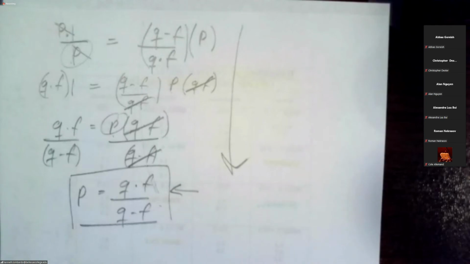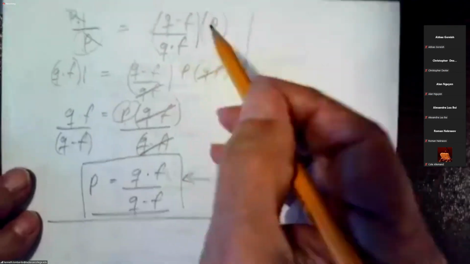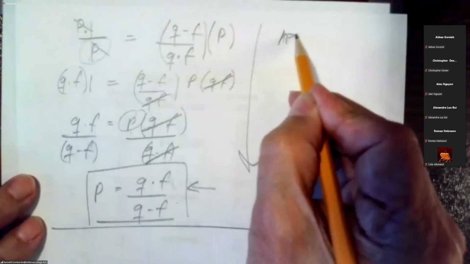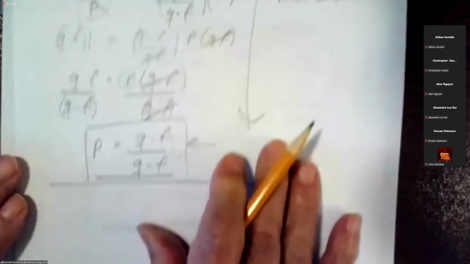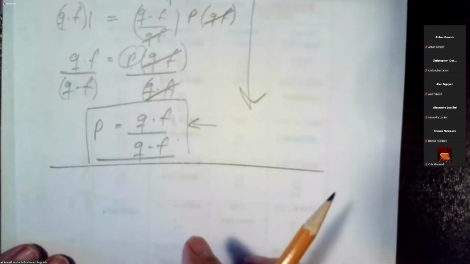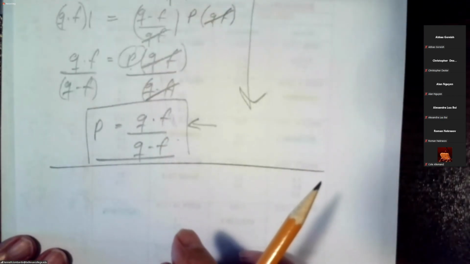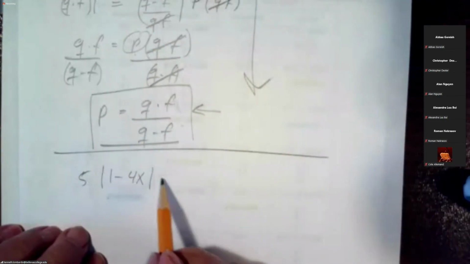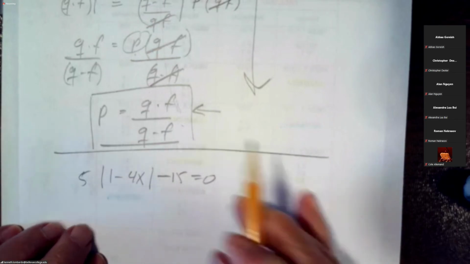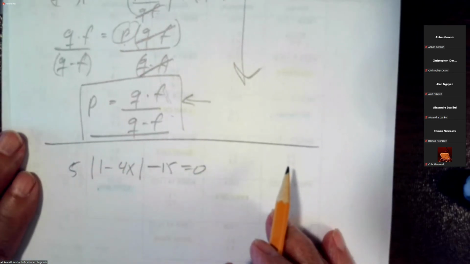We just have a couple of minutes left. Any questions, anything we covered before I talk about another topic here that I want to review just to help you with your homework? And this will cover after class. Okay, I want to talk about one other thing, which is absolute values. If I have 5 times 1 minus 4x, let's say minus 15, equals 0, and I want to solve for x.